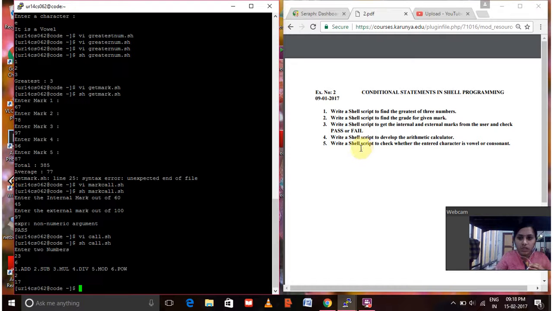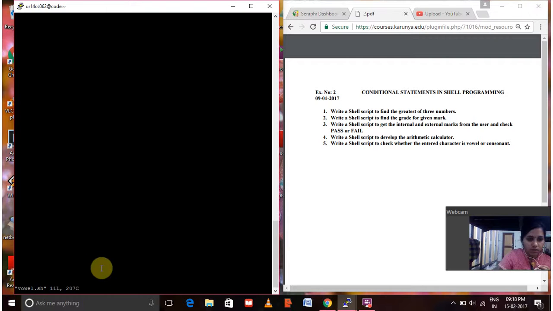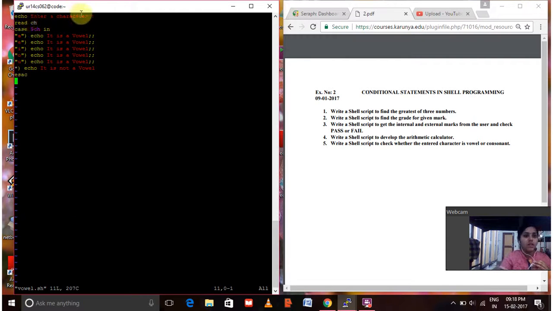And the next thing is a shell script to check whether the entered character is a vowel or a consonant. For this we have to enter a character, and the character is stored as ch. In the switch case statement, the letters which belong to the vowels are listed, and if the entered character is not one of these five letters, it prints that it is not a vowel. So in this we are using the case statement, and we are finishing it with esac.